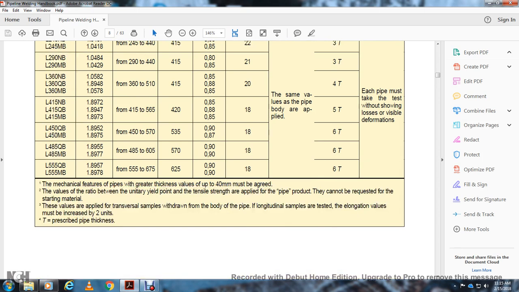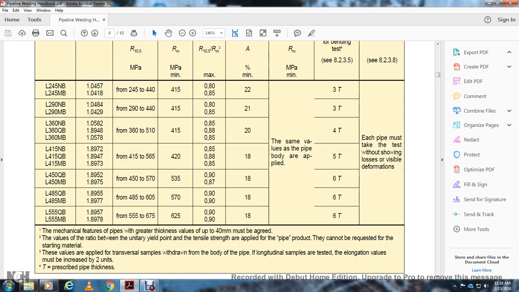Alright, the mechanical features for the pipe with thickness greater than 40 millimeters must be agreed with the value of the ratio of the unitary yielding point to tensile strength, to apply with the pipe product that cannot be requested for the starting of the material. The value applies with the transversal sample of the pipe body and the longitudinal sample, with the elongation value tested, which must be increased by 2 units. T equals prescribed pipe thickness.